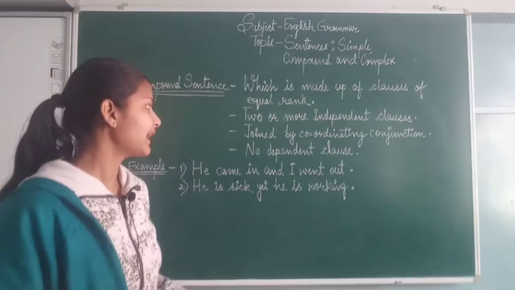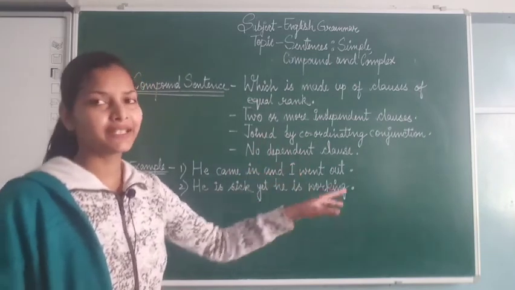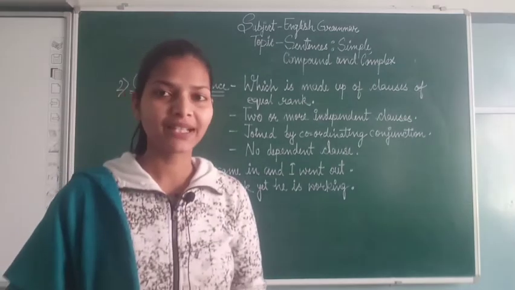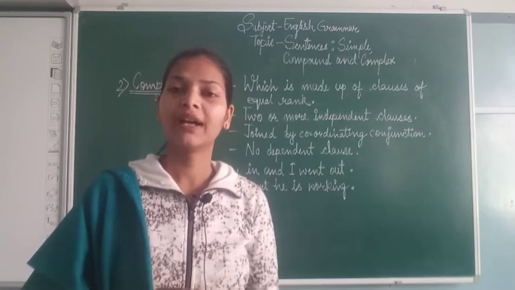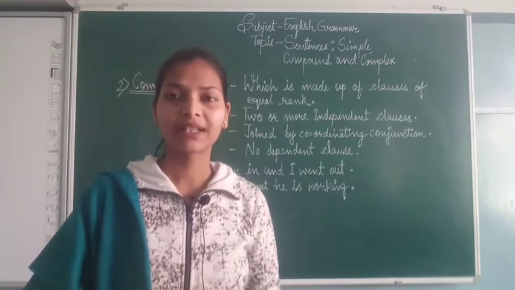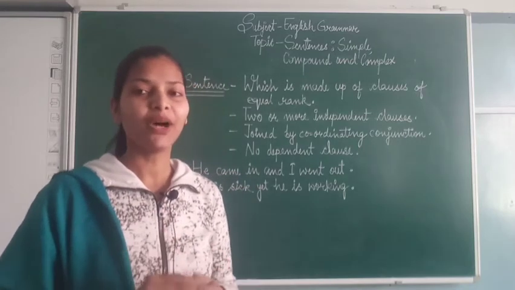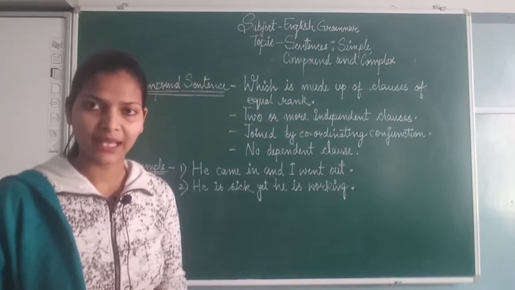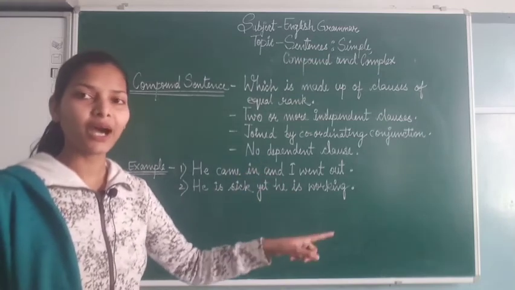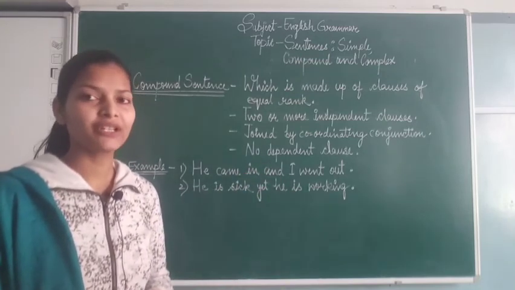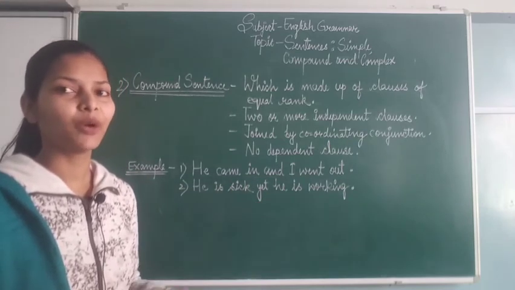Then another point, that these independent clauses are always joined by coordinating conjunctions. And conjunctions we have already studied, if you remember. What are the coordinating conjunctions? It is for, and, nor, but, yet, or, so. These are the coordinating conjunctions. So now let us understand with the help of examples. He came in and I went out. So and here is the coordinating conjunction which is joining two independent clauses. Here it is a compound sentence.